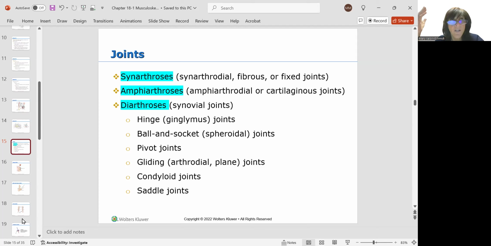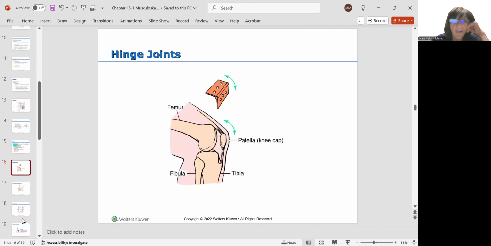Think of synovial fluid like the oil in your car. It's like a lube, a lubricant. So it keeps the joint nice and lubricated so it can continue to move the way it moves, right? Synovial joints include your hinge joints, that's your knee, your elbow, ball and socket joints like your shoulder or your hip, pivot joints, gliding joints, condyloid joints, and saddle joints. And I'm going to show you a picture of each of them with examples, okay?